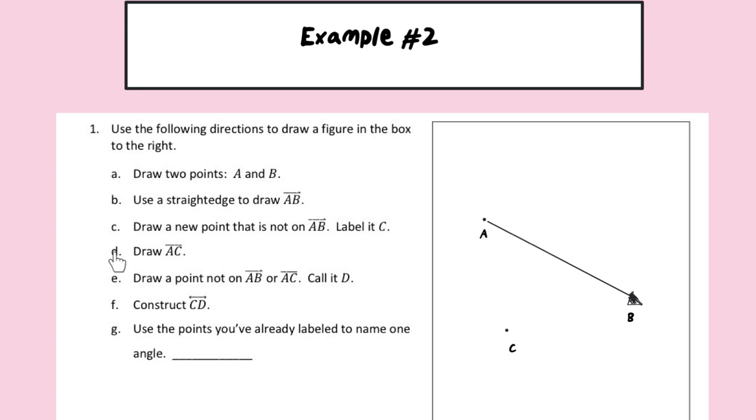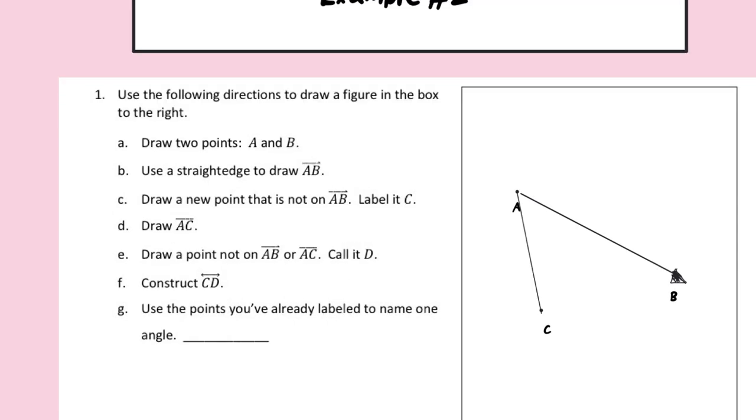Part D tells us to draw line segment AC. We know this is saying line segment because there are no arrows on either side of this. So here we have our line segment AC. It's not perfect as I have a little bit of line here, but it is supposed to end right there. For part E, we are to draw a point not on ray AB or line segment AC and call it D. So here is point D.